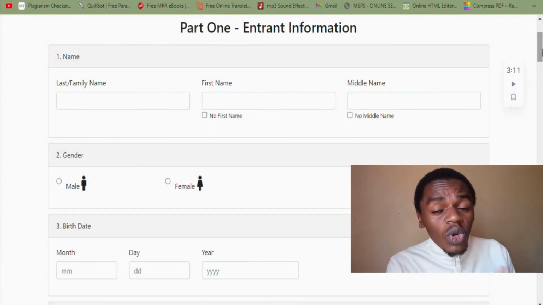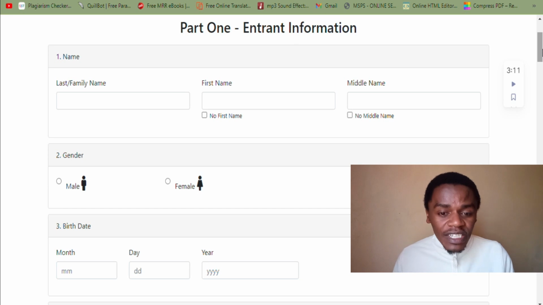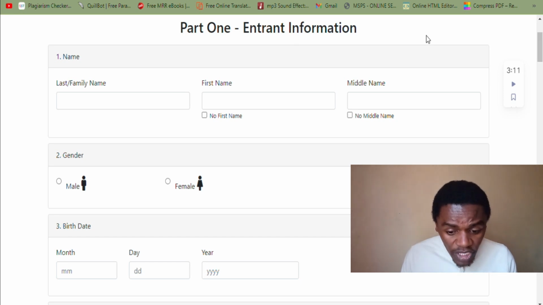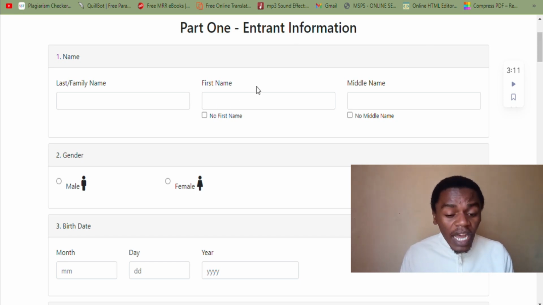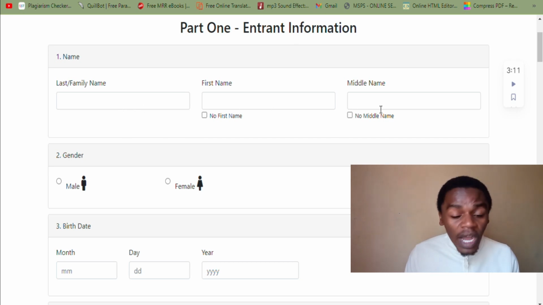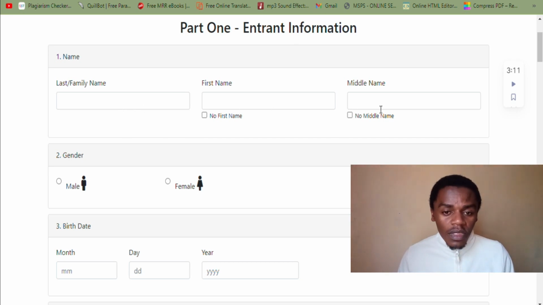And with that, let's go directly into the importance of having your birth certificate and those of your derivatives during the application. On this first part, part 1, which is the entrant information, when applying for the diversity visa, we have these slots where you are supposed to provide your 3 names.